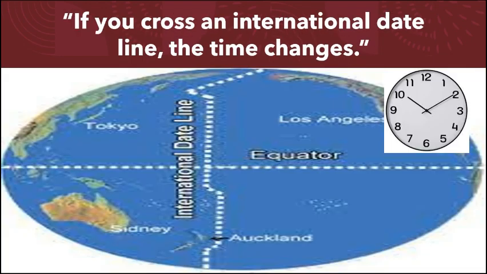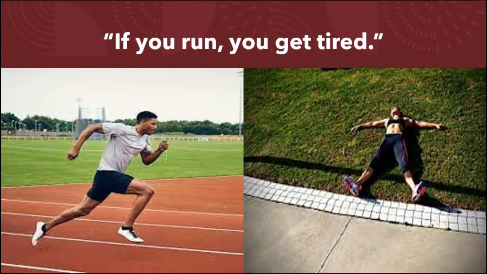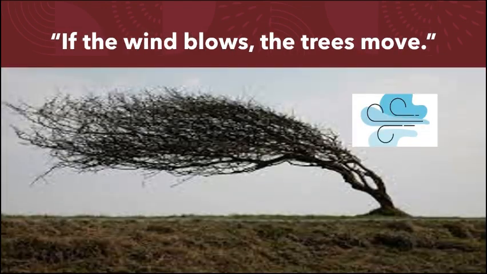Second example, if you cross an international date line, the time changes. You can see it here. You've got the if and the subject, which is you, and the simple present of crossing an international date line. Then you've got the comma, the subject, which is the time, and the simple present of it changing. Number three, if you run, you get tired. And number four, if the wind blows, the trees move.